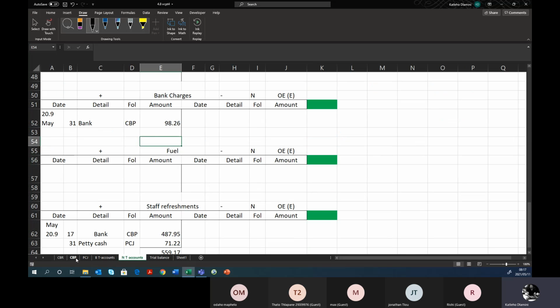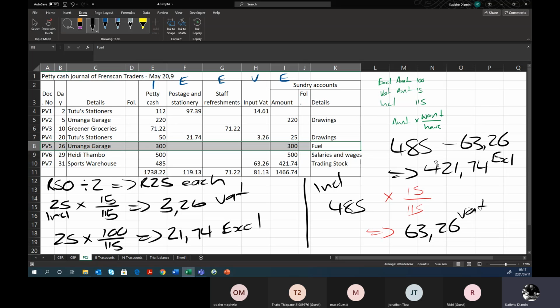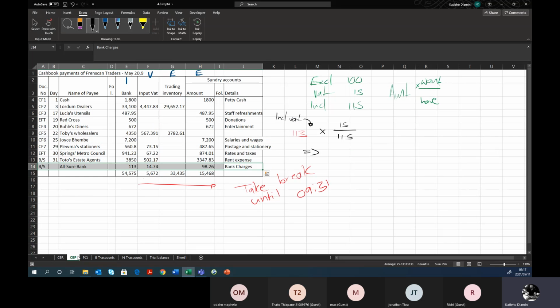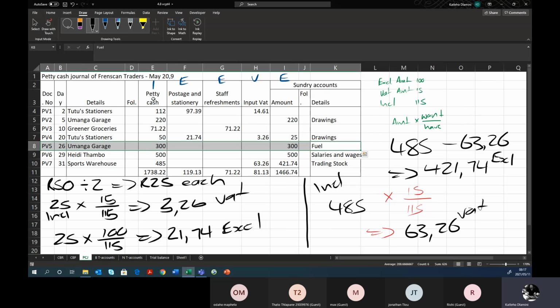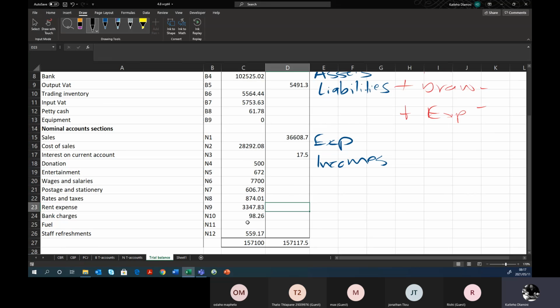Fuel is going to be in CBP, can be in PCJ as well. There we go. Fuel on the 26th, 300 rand. Fine, CBP, do we have fuel? Nope, we have no fuel under my CBP, so just PCJ. So here's fuel, contra account is my petty cash, okay, 300 rand. Zero rated supply. Petty cash, PCJ, 300. Come here to fuel and put that amount in there.